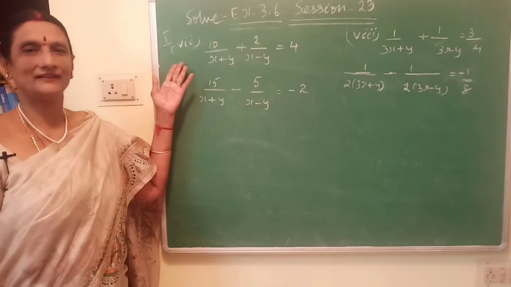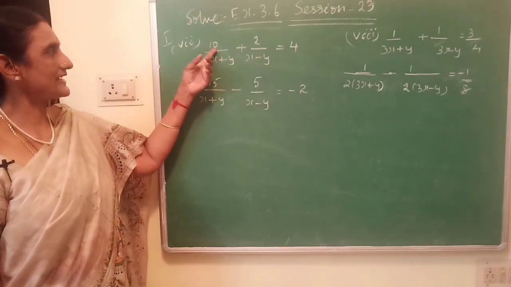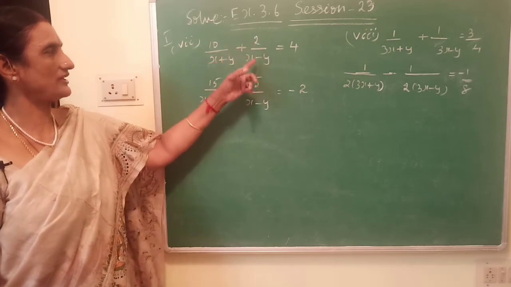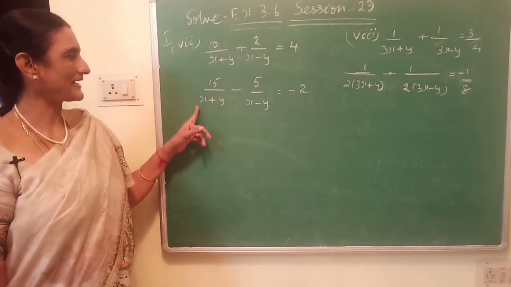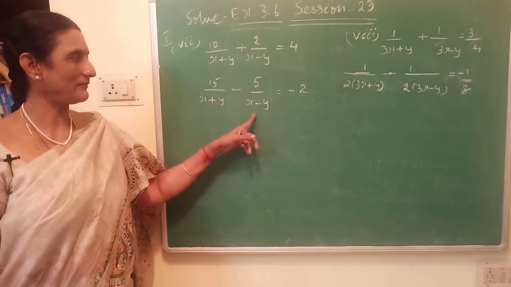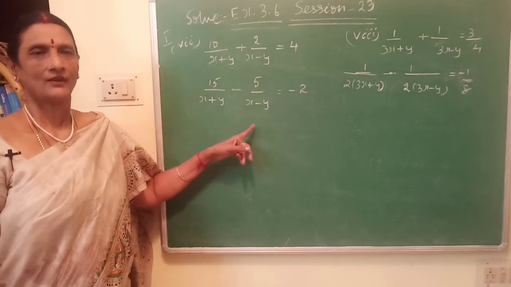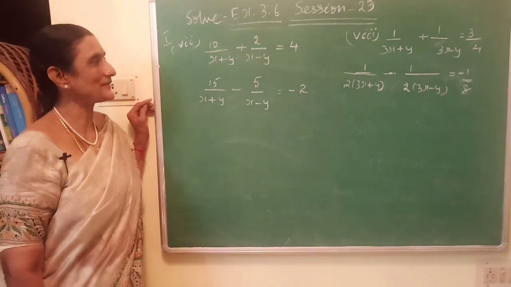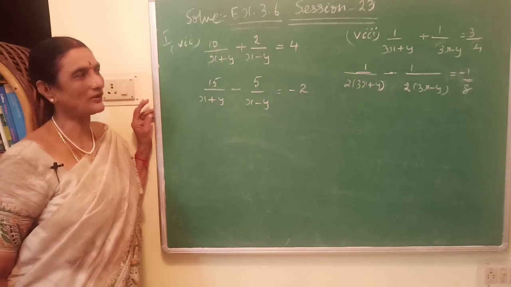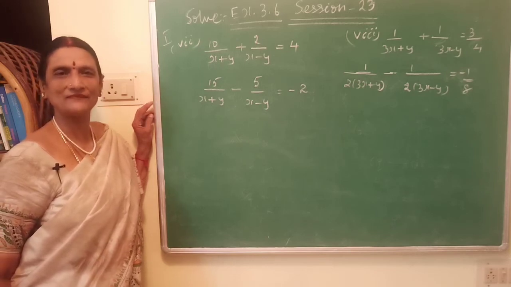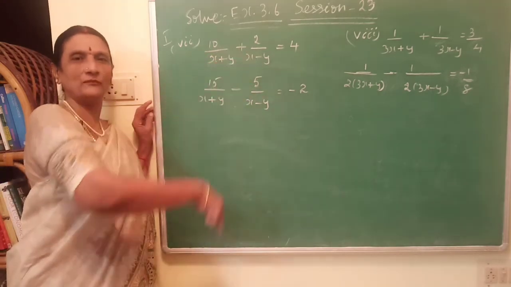Now, look at the subdivision 7 and 8. Here you have got 10 divided by x plus y plus 2 divided by x minus y equal to 4, and 15 divided by x plus y minus 5 divided by x minus y is equal to minus 2. Okay, now here what is the substitution? Can anyone tell me? Yes, please guess what could be the substitution for this sum? Yes, x plus y and x minus y are the same in both.